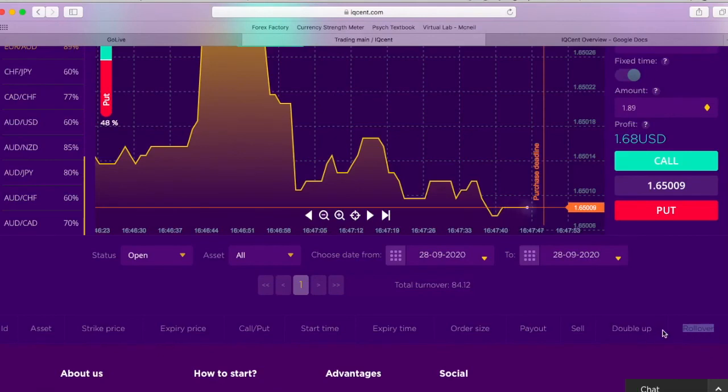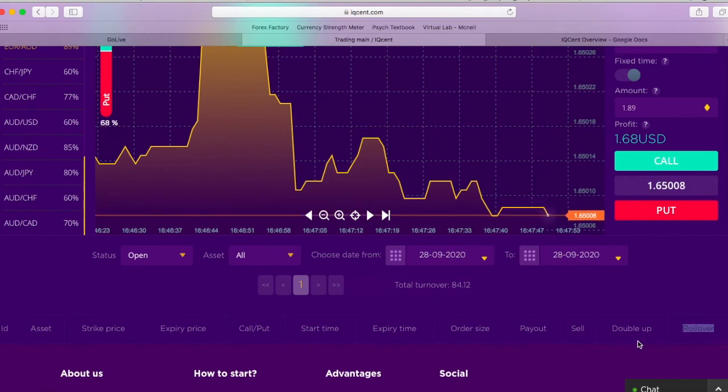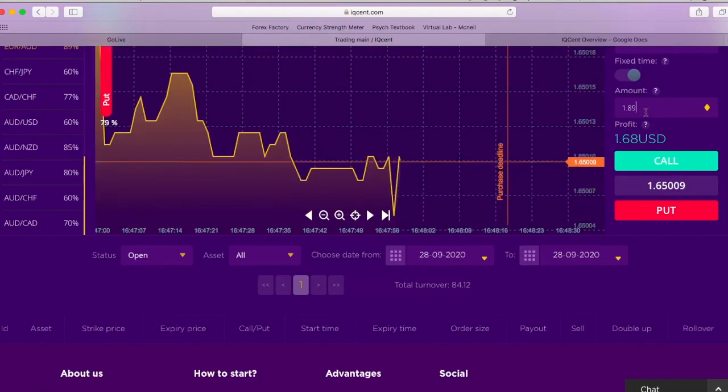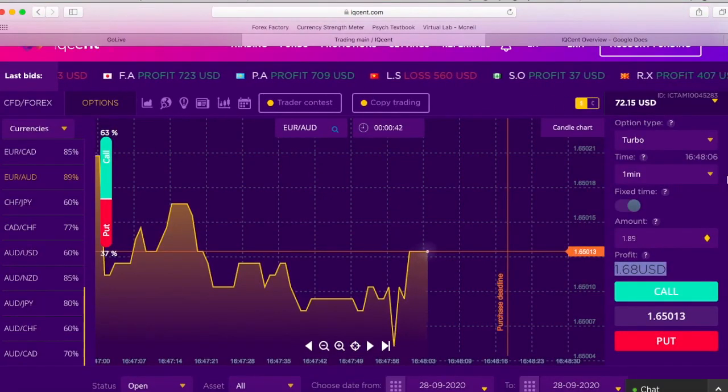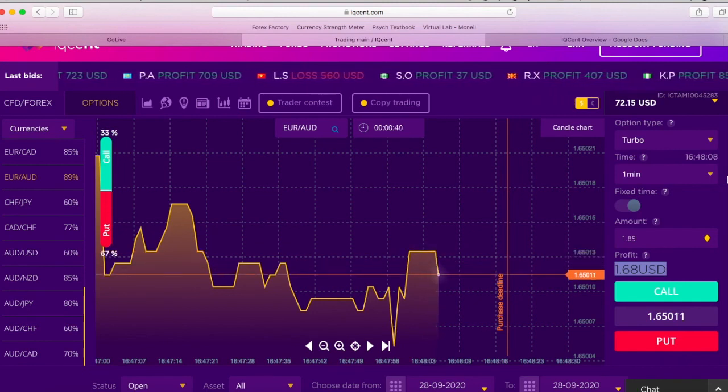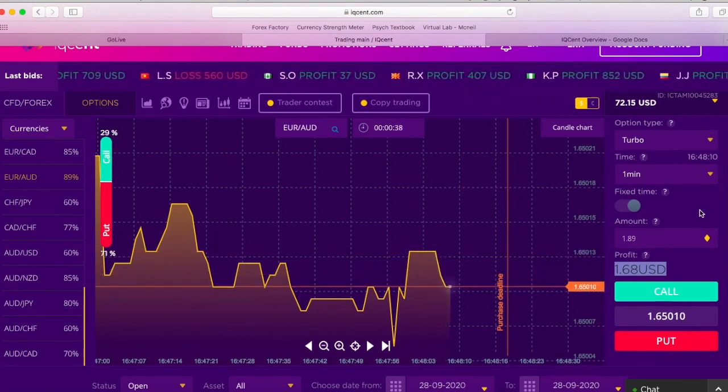And then double up is something that would show up under here. It would be something like a ×2 or something where you could click it. And essentially it's going to place you into the same trade at the price that it's currently at, but double the amount that you risk. So you could potentially make more profit. But yeah, for right now, this is all you really need to know for a basic understanding to get you started with placing trades on IQCent.